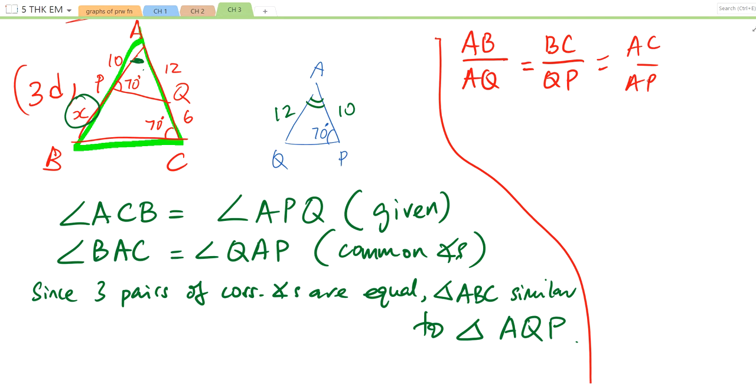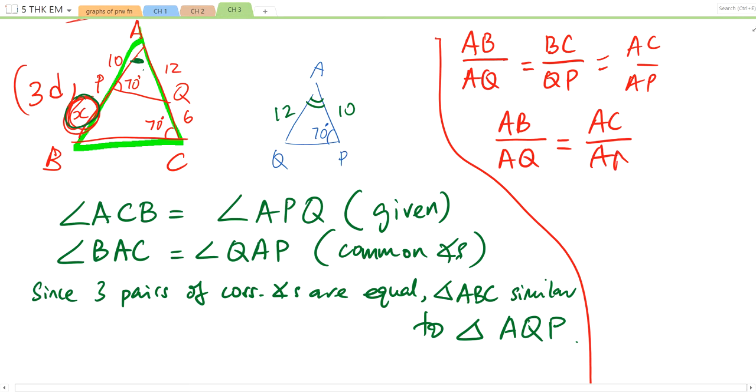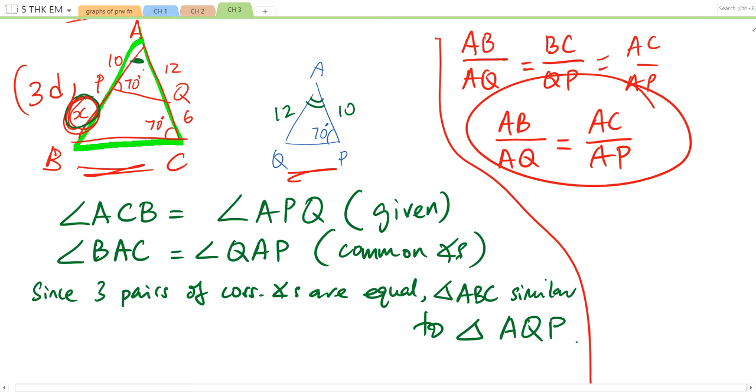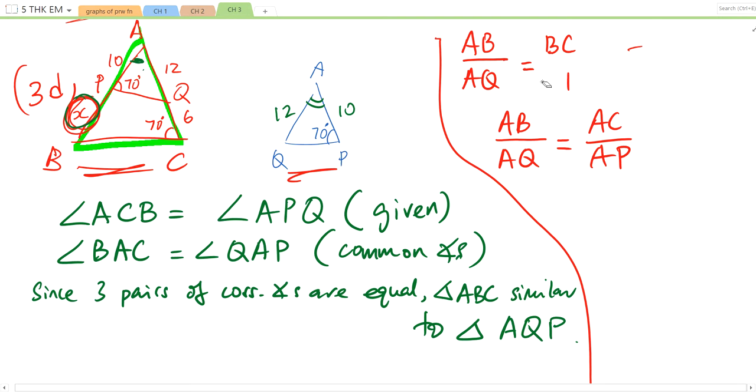Okay, where is x? X is over here. Which ratio do you want to use? Okay, we want to use AB over AQ, right? It's supposed to be equal to AC over AP. In this case, my BC and my QP are irrelevant. They don't provide me with anything. So I am going to concentrate on just this. Everything else, remove it, don't care. Doesn't help me at all.